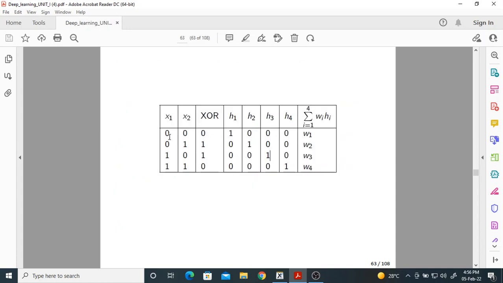So in the first row, what is the weighted sum? W1H1 plus W2H2 plus W3H3 plus W4H4. What is that? W1 only, because the remaining H are 0. In the second row, W2 is left, the remaining will be 0 because all are 0. Third row, W3 will be left. Fourth row, W4 will be left.